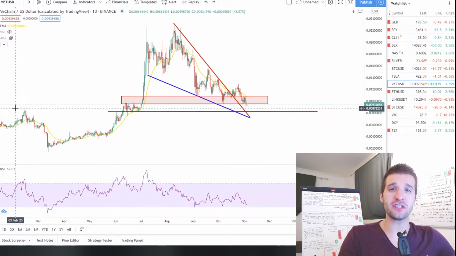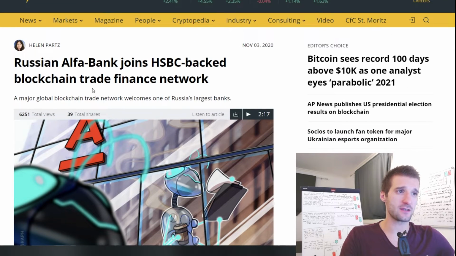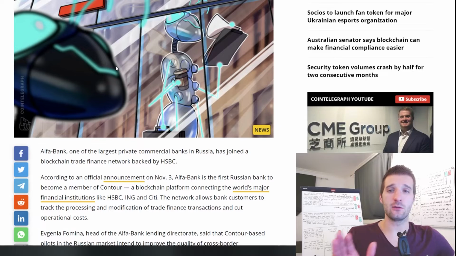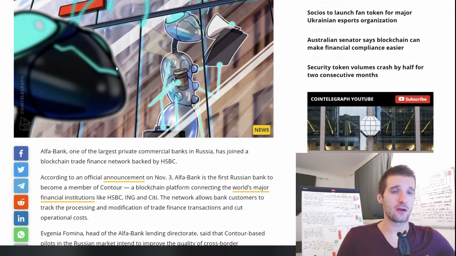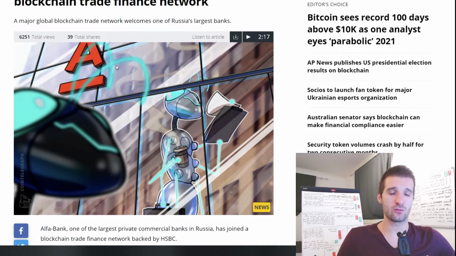Now we're going to switch to the news, because we have some very interesting news when it comes to adoption of Bitcoin, Binance hacks and stuff like that. So we're going to cover this very quickly, ladies and gentlemen. It's not going to take a lot of time, so if you're interested in the news, just stick with us to the end. Switching to the first news over here: Russian Alpha Bank joins HSBC-backed blockchain trade finance network. I think we covered this on TikTok or something, but as we can see, Russia is getting ready to adopt the blockchain, and I told you that we are going to cover the Russians when it comes to the cryptocurrency space, Bitcoin and blockchain technology.